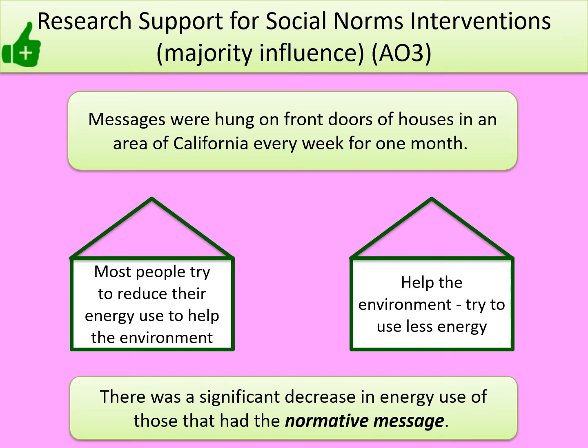So it's telling you what most people do, whereas the other one just said help the environment, try to use less energy. It was just a message telling you what to do. And they found there was a significant decrease in energy use of those that experienced the normative message. So this is showing that social norms interventions can be successful.